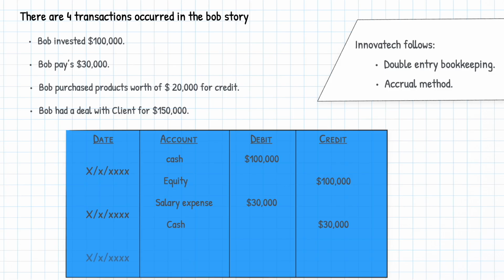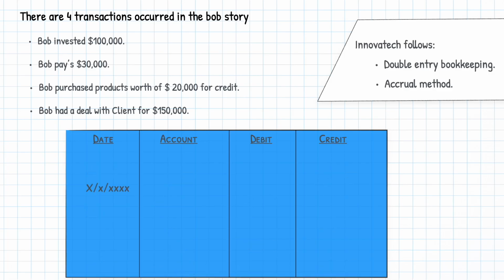For the third transaction, Bob purchased products worth $20,000 on credit. This transaction affects the property, plant and equipment account and the accounts payable account. PP&E is an asset account, and since the asset is increasing, it is debited. Accounts payable is a liability account, and when a liability increases, it is credited.